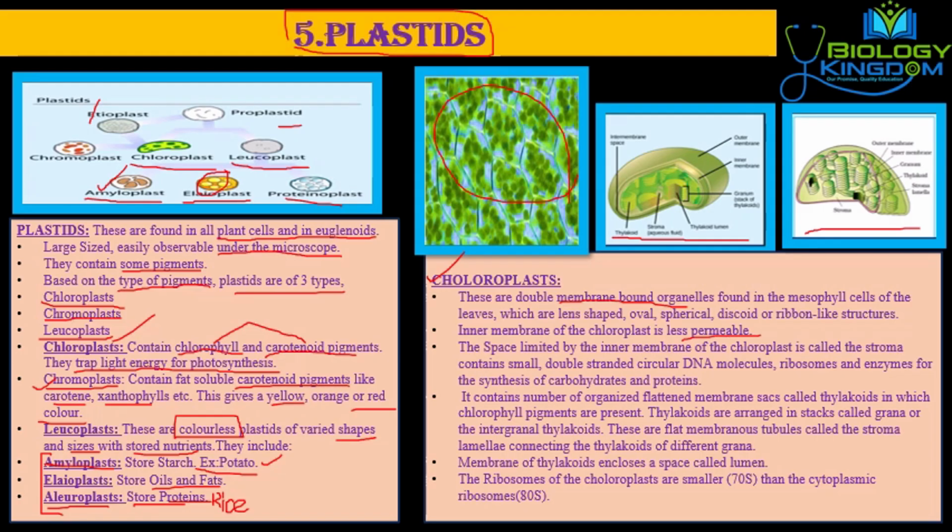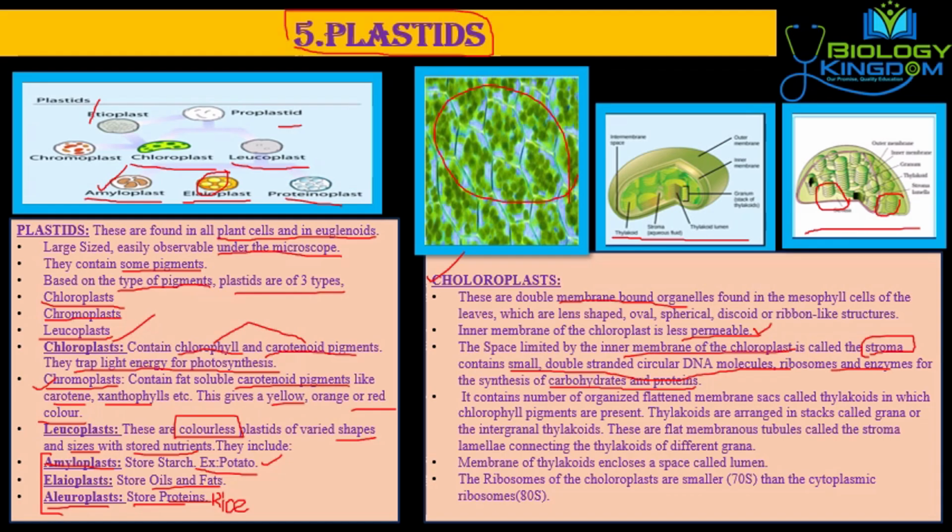The inner membrane is less permeable to any kinds of solutes or solvents, and the space limited by the inner membrane of the chloroplast is known as stroma. If you observe the structure carefully, here we have the stroma. They contain small double-stranded circular DNA molecules, ribosomes, and enzymes which are required for the synthesis of carbs and proteins.